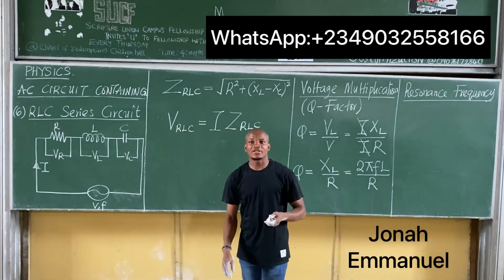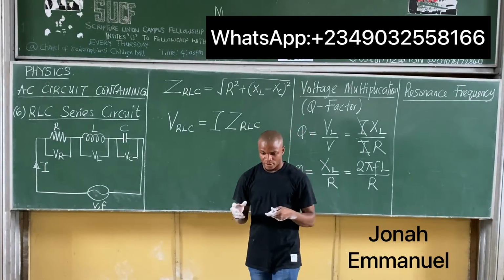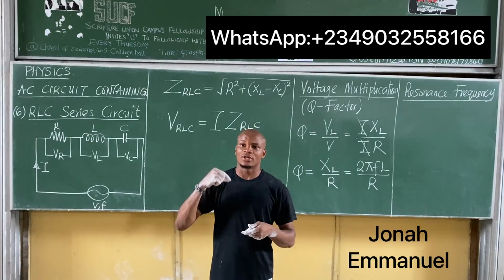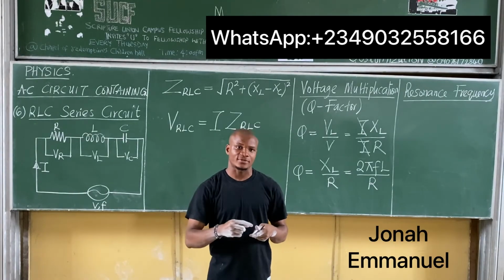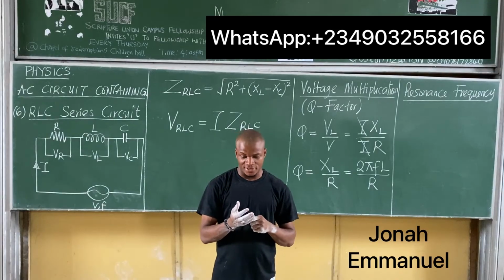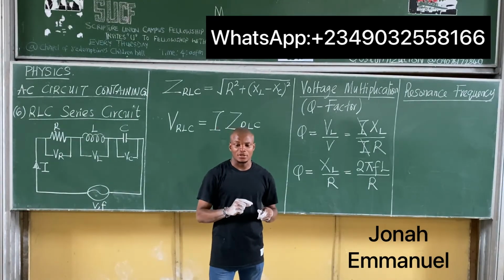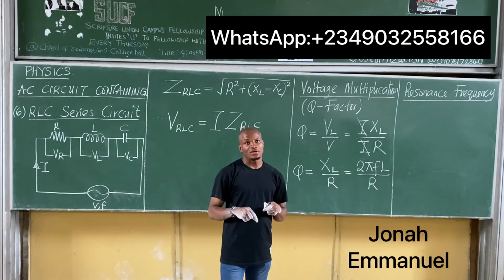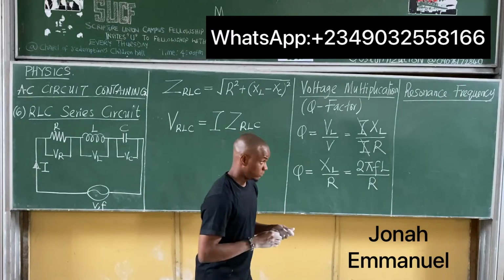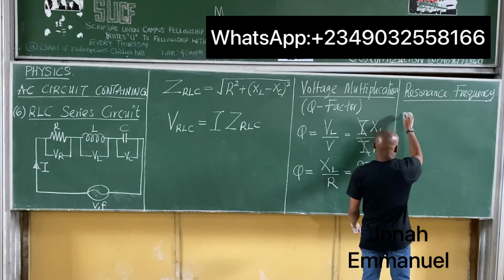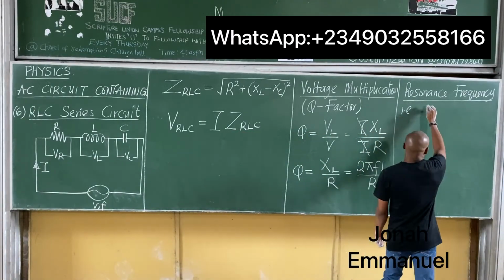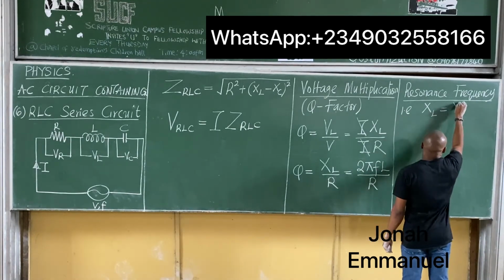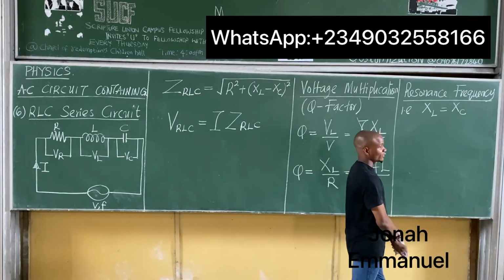At resonance frequency, the reactance in the inductor circuit is equal to the reactance in the capacitor circuit. So reactance XL in the inductor circuit is equal to reactance XC in the capacitor circuit.